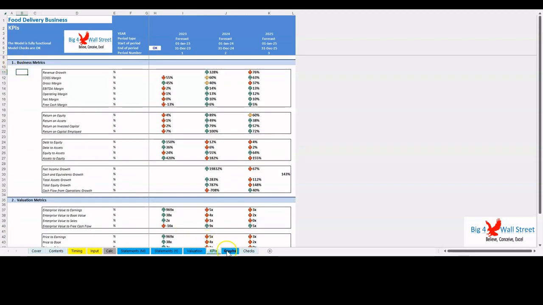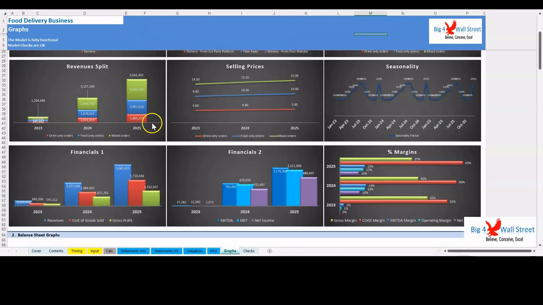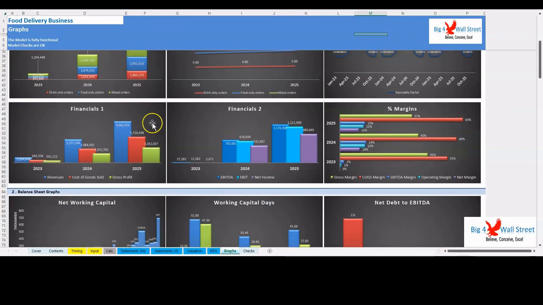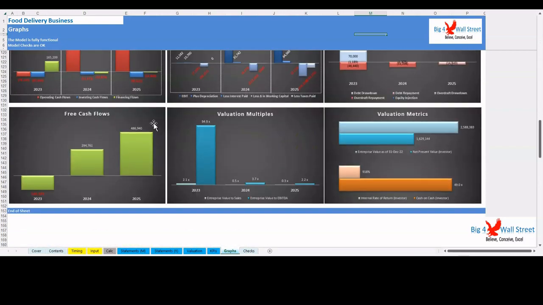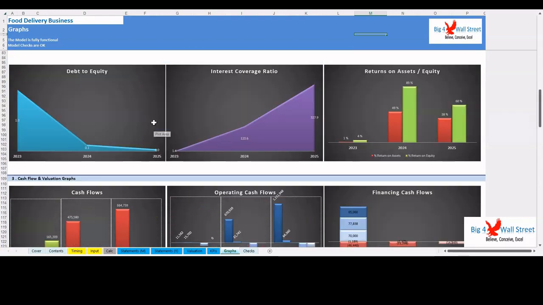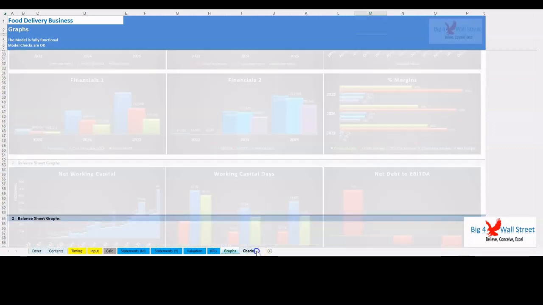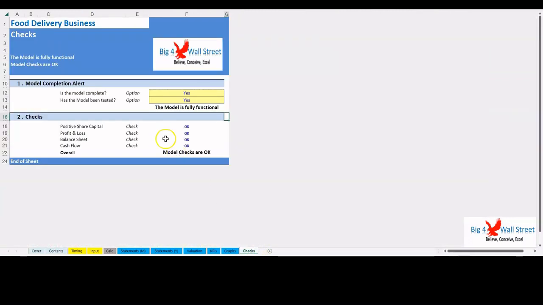For example, revenues and operating profit, cost of goods sold, cash flows, as well as a number of other financial metrics, from valuation to profitability, working capital and debt. Finally, the Checks tab, where the most critical checks are aggregated in this page. Whenever you see an error message in any page, you should consult this page to see where the error is coming from. And that's it.